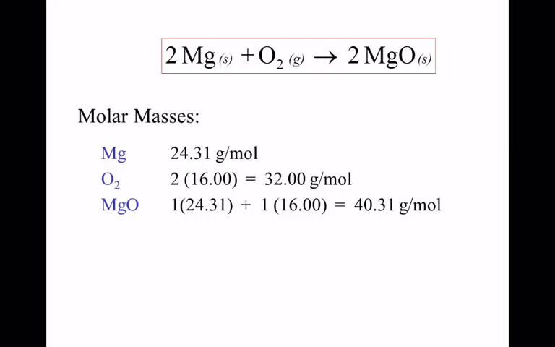I'm going to try something new this semester. I'm going to point out something that I see students have kind of a pitfall on. So do you buy this, that when we were coming up with the molar mass of magnesium oxide, we did not care that it formed 2 moles of magnesium oxide in this particular chemical reaction. We only wanted the molar mass of MgO. So we took 1 times magnesium plus 1 times oxygen.